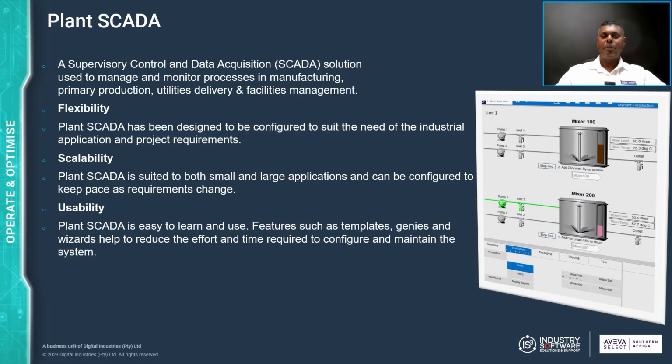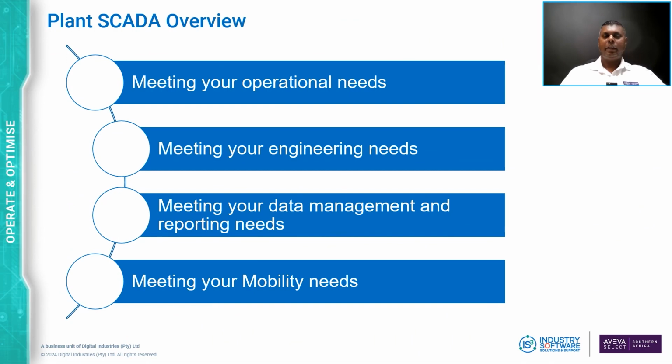Plant SCADA is a supervisory control and data acquisition SCADA solution used to manage and monitor processes in manufacturing, primary production, utilities delivery, and facilities management. Plant SCADA has been designed to be configured to suit the need of industrial application and project requirements. Plant SCADA is suited to both small and large applications and can be configured to keep pace as requirements change. Plant SCADA is easy to learn and use. Features such as templates, genies, and wizards help to reduce the effort and time required to configure and maintain the system. On this slide and the next few slides, we look at some of the benefits of Plant SCADA.